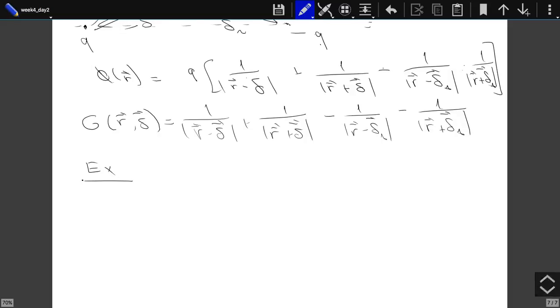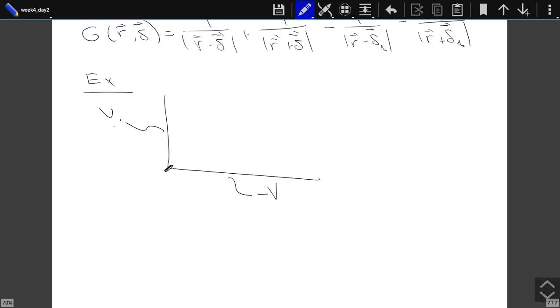So let's do another example. While these two plates are insulated, they are insulated from each other. This one is at a potential V1, this one is at a potential V2. Now what is the potential? Or let's say this one is potential V, this one is at a potential minus V. Well, we already know the Green's function, so we can straight away write down the answer.